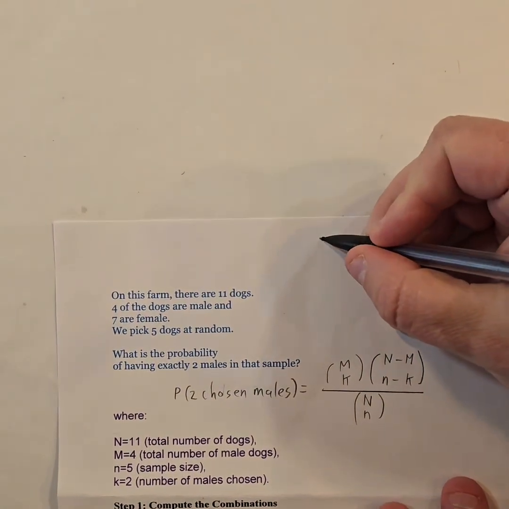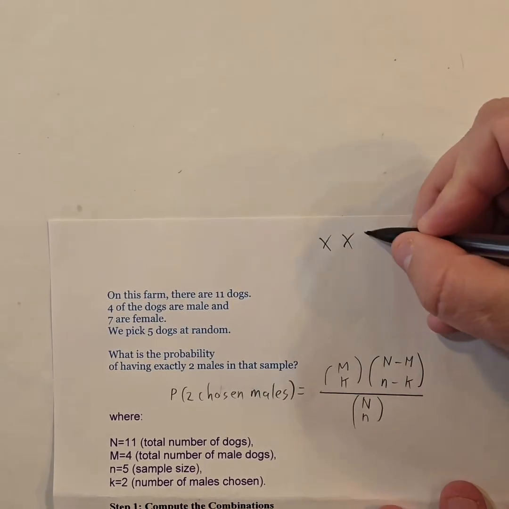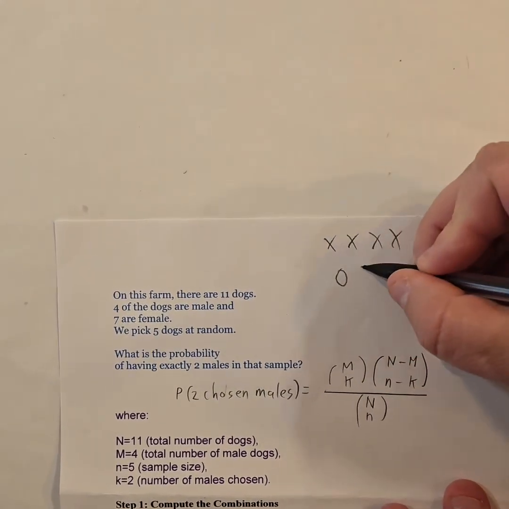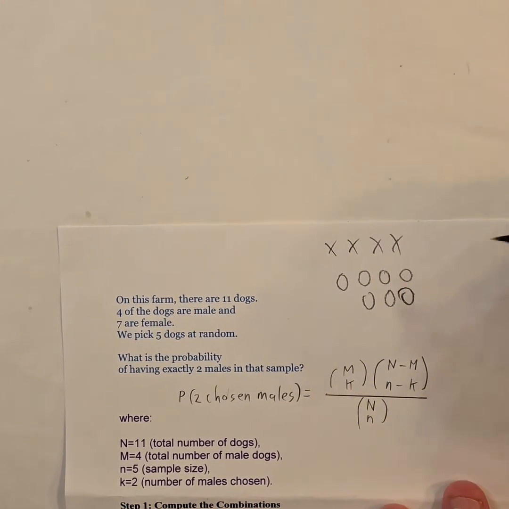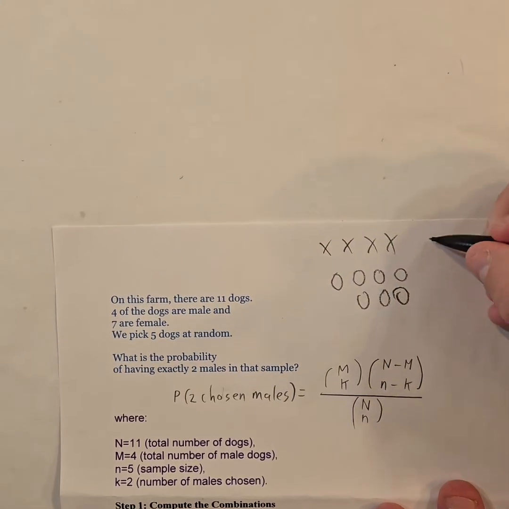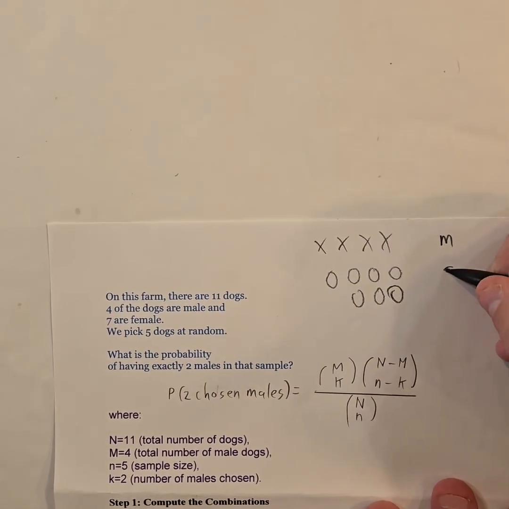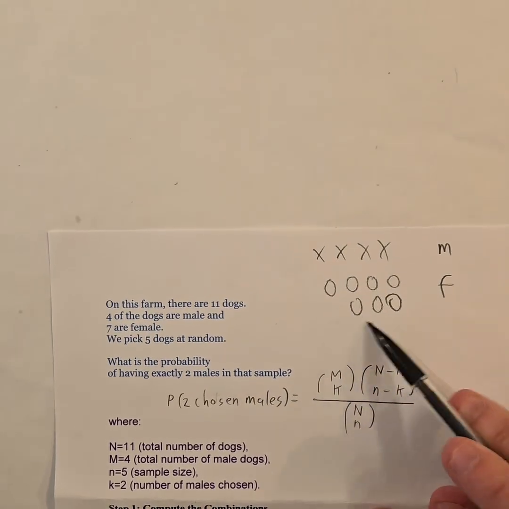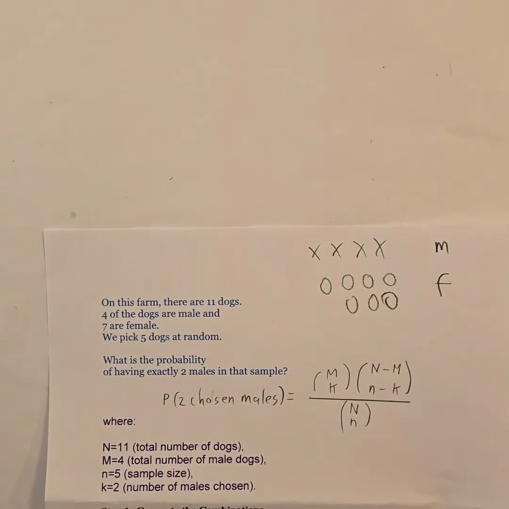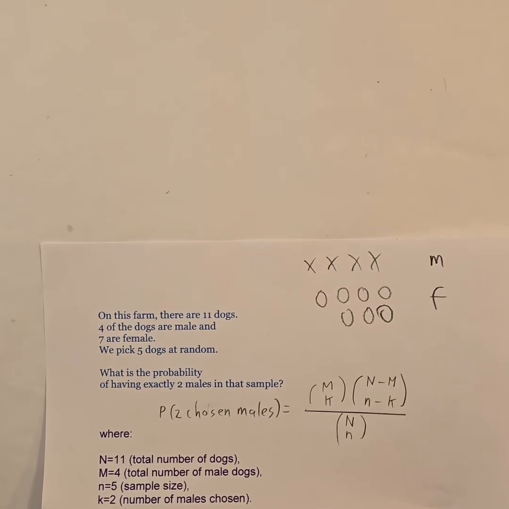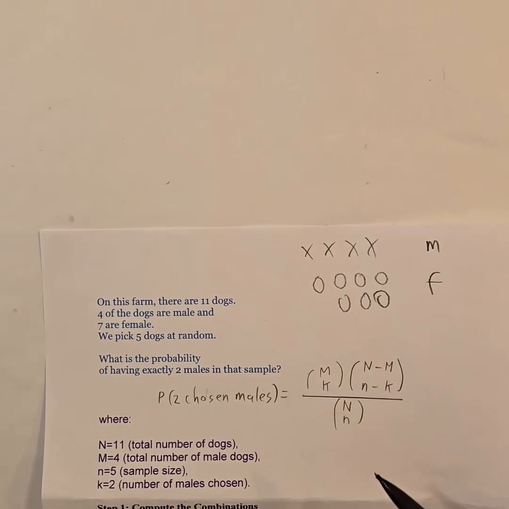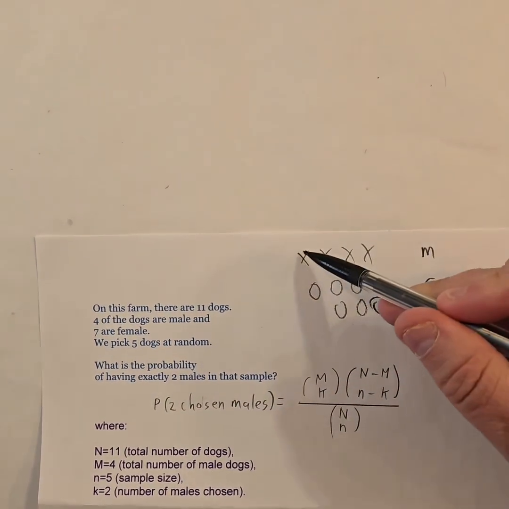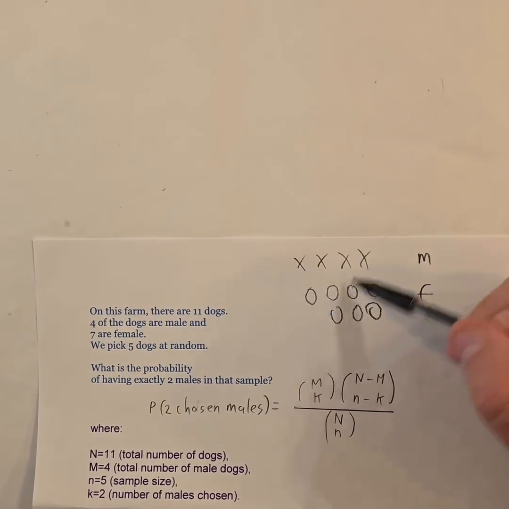There's 11 dogs, of which 4 are male and 7 are female. We're going to pick 5. What's the probability of exactly 2 males? And once again, first of all, we're going to take 2 from that group of 4.